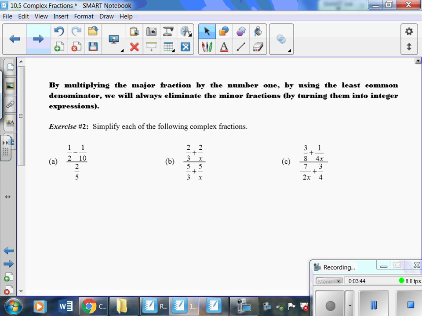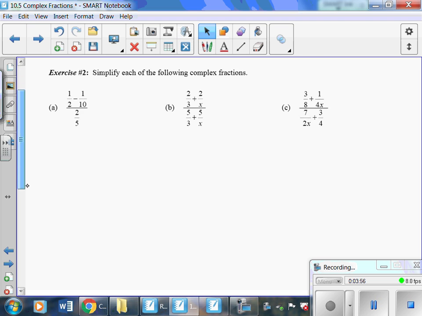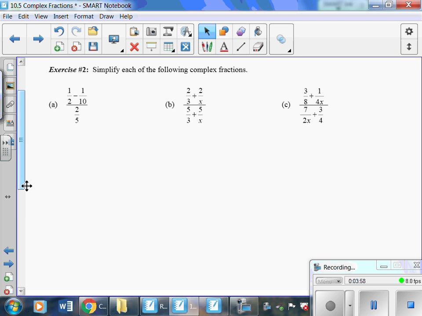So by multiplying the major fraction by the number 1, and by using the least common denominator, we will always eliminate the minor fractions by turning them into integer expressions. Again, A is going to be a little bit easier because there's no variables involved. The first thing you should be thinking about is what is the LCD, the least common denominator, of 2, 10, and 5. And hopefully you're realizing that it's 10. So we're going to multiply the top, the numerator, by 10, and we're going to multiply the denominator by 10.